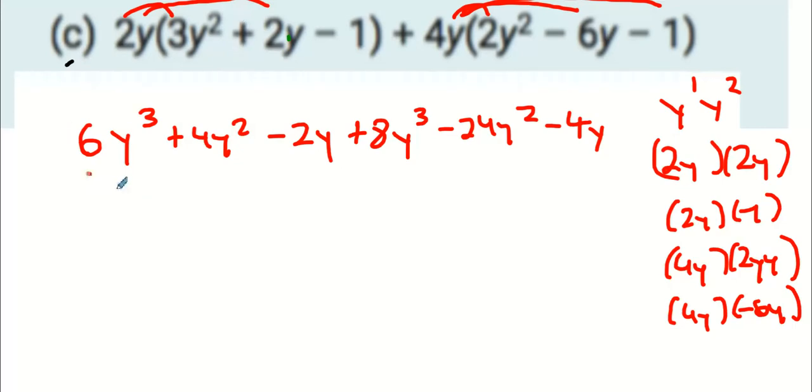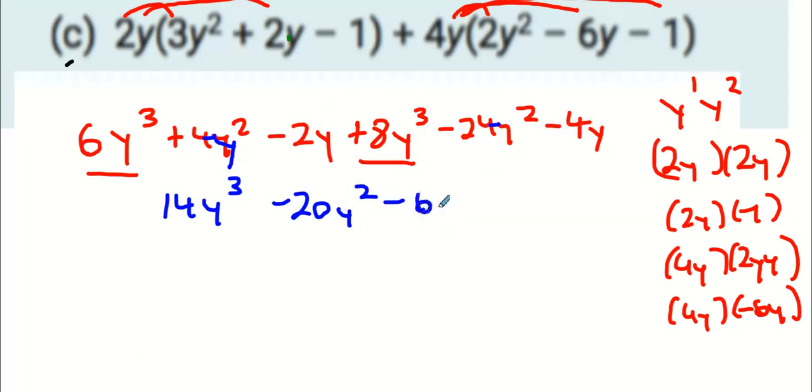Now, guys, how many y cubes do we have? And all of a sudden you add them together. 14y cubed, yeah. All right, 4y squared plus minus 24y squared. Minus 20y squared. And finally, minus 2y minus 4y. Yeah, there's no multiplying because there's no brackets. You only multiply. Yeah, exactly.